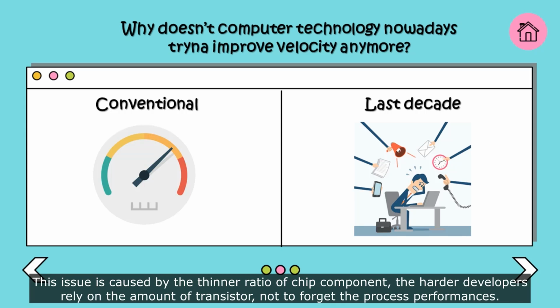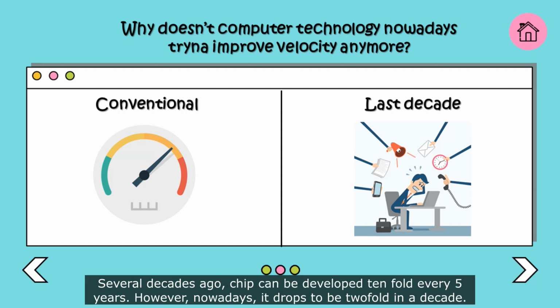The hardware developers rely on the amount of transistors, not to forget the processing performance. Several decades ago, chips could be developed 10-fold every 5 years. However, nowadays it drops to twofold in a decade.